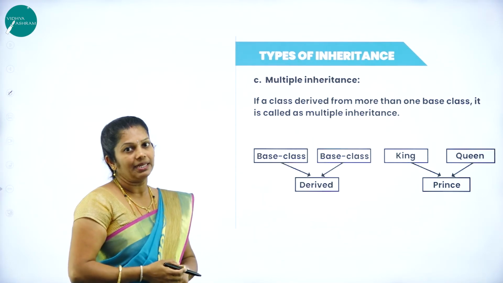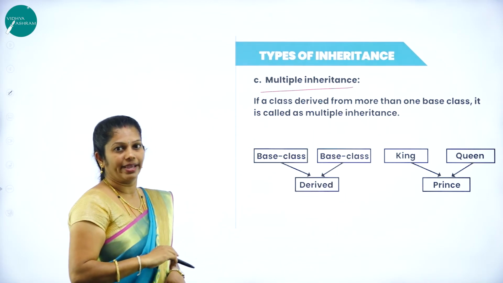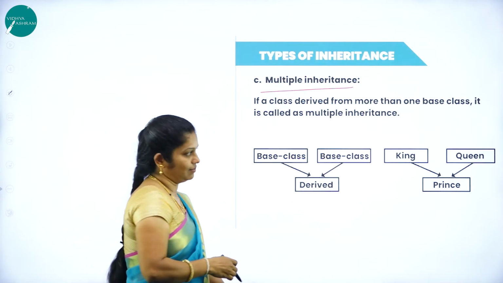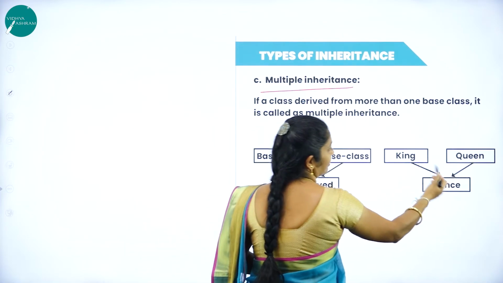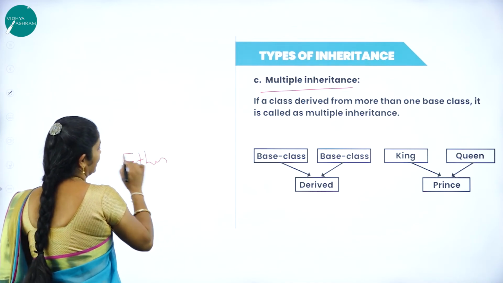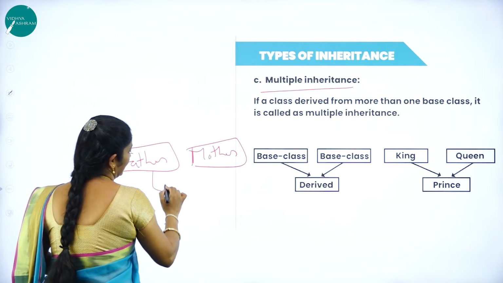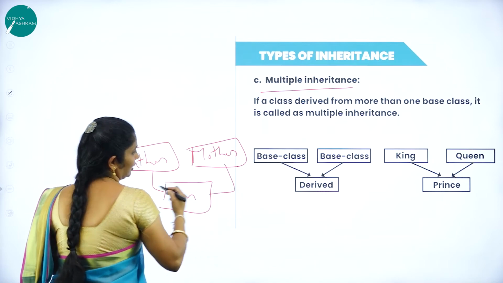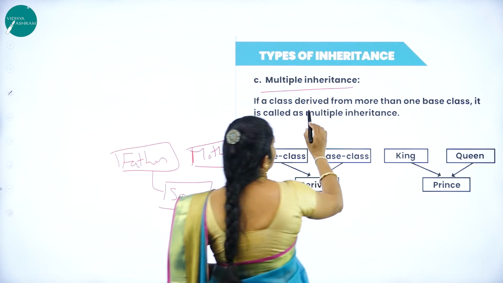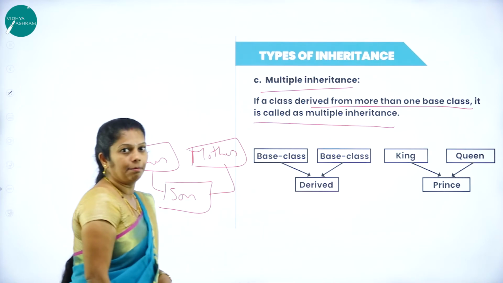Then multiple inheritance. Multiple here means we are getting more than one base class. For example, base class 1 and base class 2, and from those one more derived class. If you observe king, queen, then princess. For example, here father is one base class, mother is one more base class. From these two, one derived class, son. Then it can be called multiple inheritance. If a class is derived from more than one base class, it is called multiple inheritance.